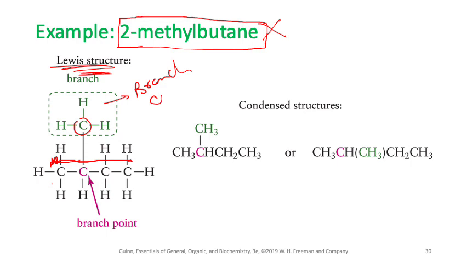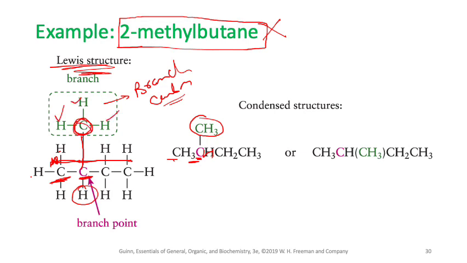This is a branching, right? And now we have to use a condensed structure for this branching structure. So let's do the same thing. The first carbon has 3 hydrogen, 1 2 3. Second carbon has 1 hydrogen. You write hydrogen over here and then put a bond and put CH3 on this carbon. How many hydrogen? 1 2 3, right?